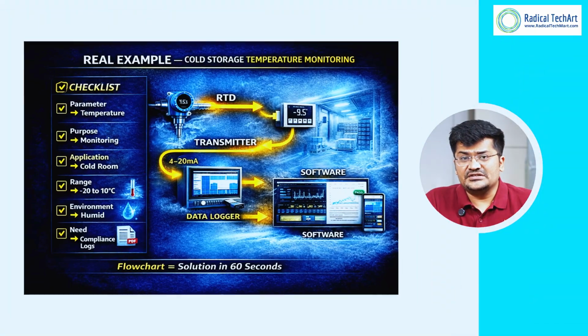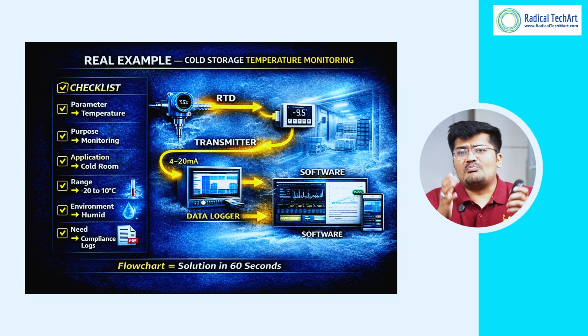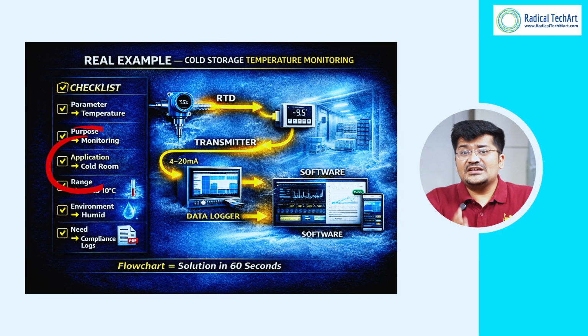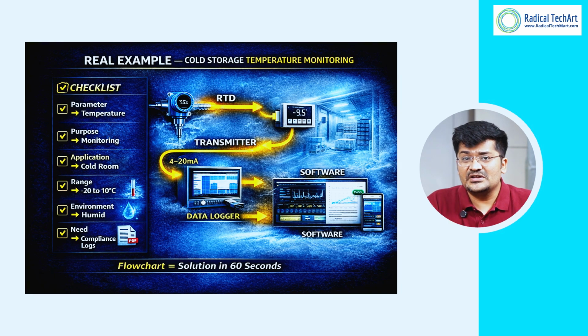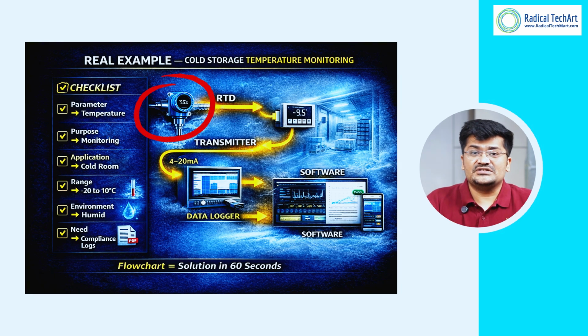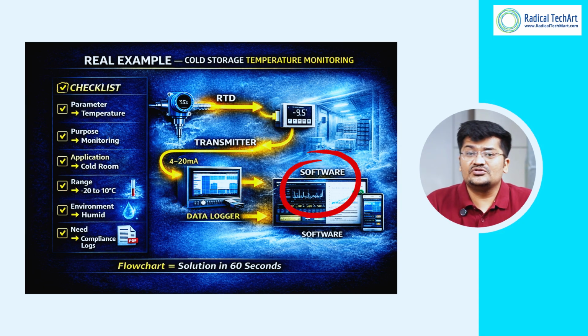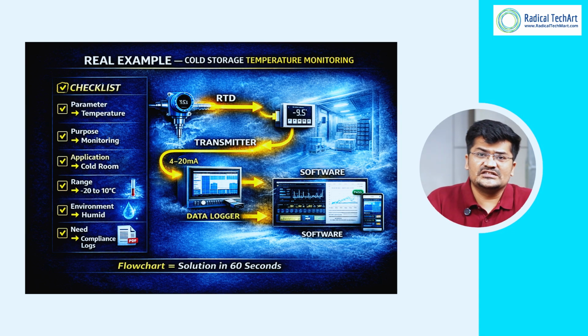Now, let us see how this works in a real example. Imagine a customer says, we want to monitor temperature inside a cold storage. Immediately, your mind should start following the flowchart. Parameter is temperature. Purpose is monitoring. Application is a cold storage room. Range may be -20 to 10 degrees Celsius. Environment is humid. Customer may require data logging for compliance. So, the solution becomes very clear. An RTD temperature sensor connected to a transmitter, connected to a data logger, and then monitored through the software. Just by following these steps, you can design a complete monitoring system within a minute.